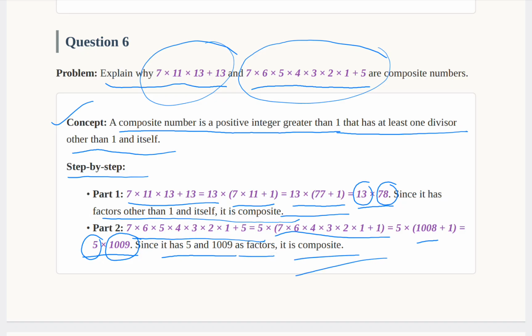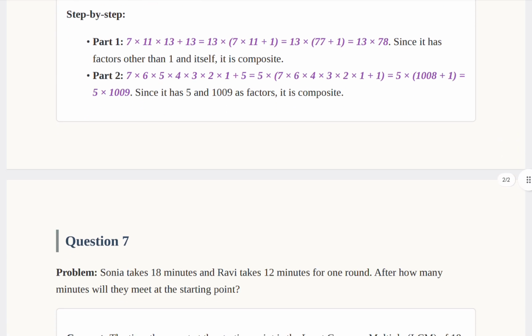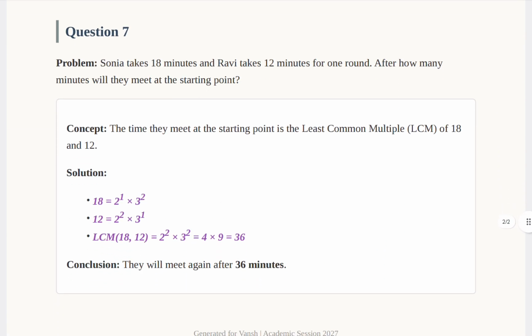Okay, so in exam you will do this type of question step by step. You will do part 1, part 2, and concept is must. You should learn the concept here. Okay, because concept is must to do. Now the last question of this exercise, we are going on to the last question of the exercise.